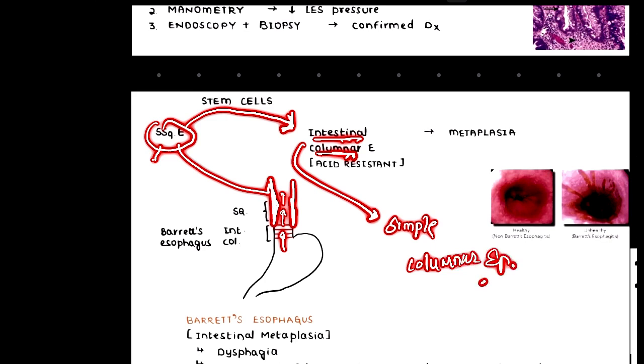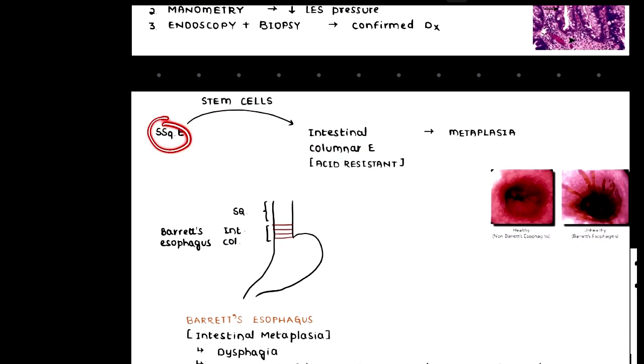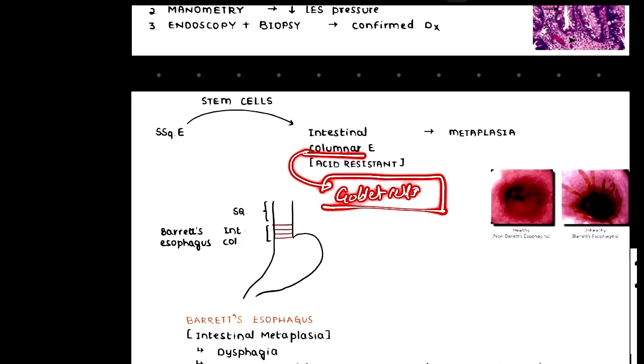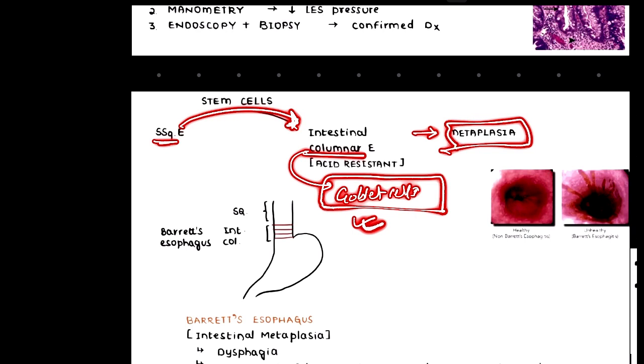Now what is going on here is that the stratified squamous epithelium is being converted into intestinal columnar epithelium. We are not saying simple columnar epithelium, we are saying intestinal columnar epithelium, because here the columnar epithelium consists of goblet cells. Or we can say the intestinal columnar epithelium differs from simple columnar epithelium in the presence of goblet cells. Since this is the transformation of one epithelium into another epithelium, it is called metaplasia, right? Metaplasia.